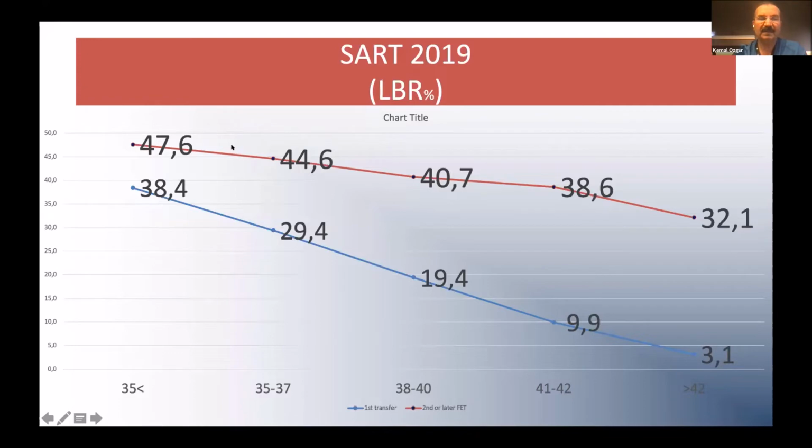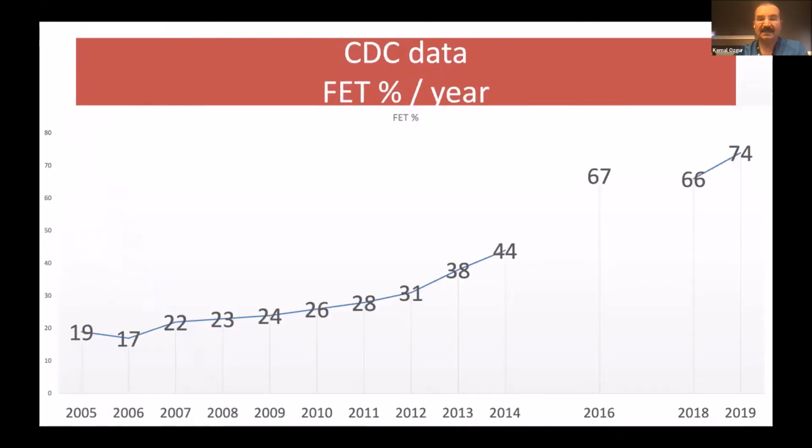So when you look at the live birth rate, frozen embryo transfers are always more successful than fresh transfers. And when you look at the age groups, the older the age group, the higher the success in frozen embryo transfer. So in some way, this is successful. But how common is it to freeze the embryo?